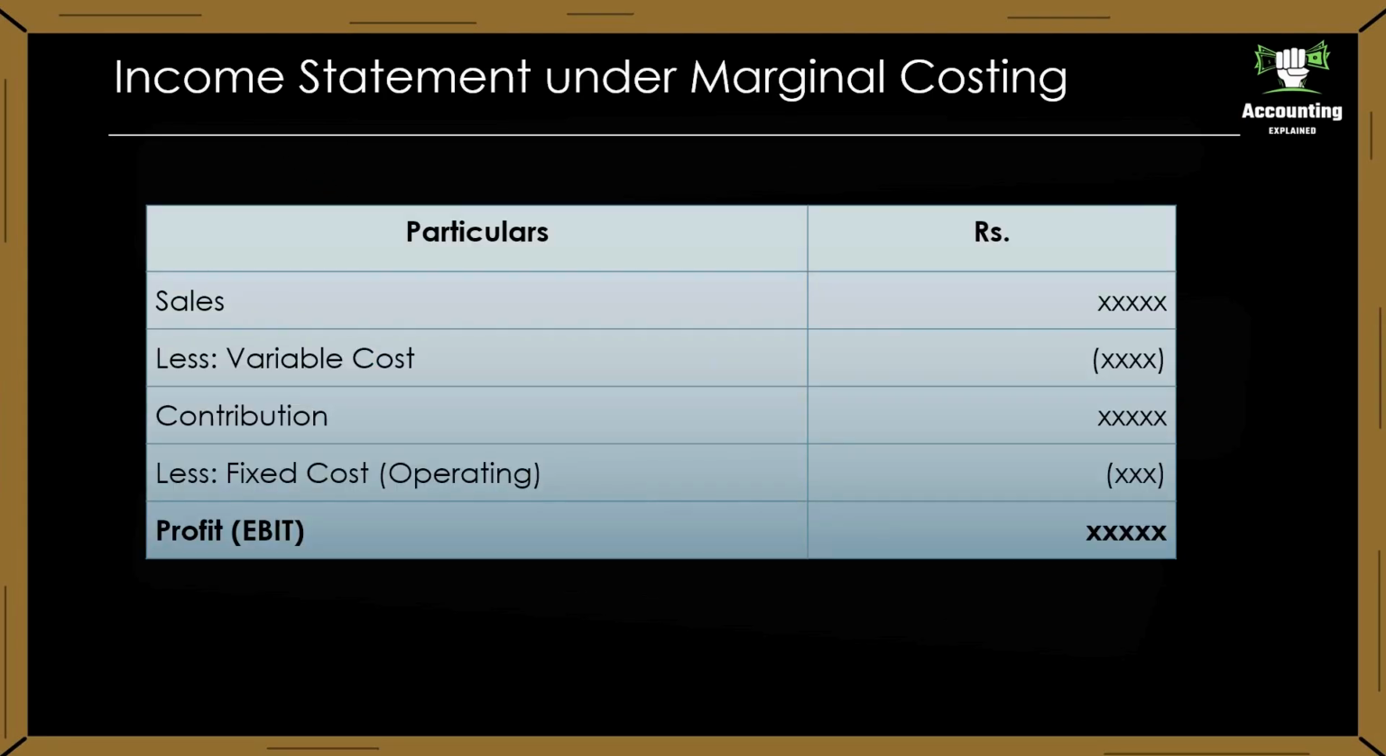Let us see how an income statement under marginal costing will be presented. Particulars and rupees are the columns. Sales, first you will take in the amount column, less variable cost, amount column. When you deduct variable cost from sales, you get the contribution. Okay, underline. Less fixed cost. When you deduct fixed cost from contribution, you get the profit, that is earnings before interest and taxes. This is how an income statement under marginal costing will be presented.